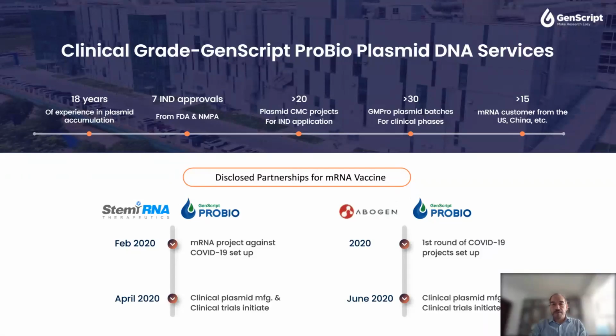So we have also supported a lot of plasmid DNA GMP production services. We have done this for over 18 years. We have supported over 7 IND filings with success. We have done over 20 plasmid CMC projects. We have produced over 30 plasmid batches, and we have worked with over 15 customers to produce mRNA for them. These are just 2 examples of the GenScript ProBio CDMO division supporting STEM RNA with their clinical trials, and also Abugen with their clinical trials, producing GMP-grade plasmid batches.